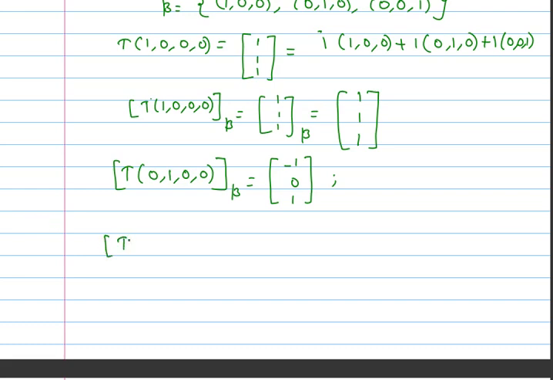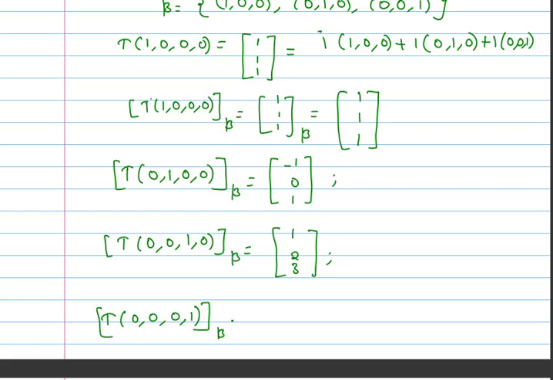The next is T of (0, 0, 1, 0). The coordinate vector is (1, 2, 3). T of (0, 0, 0, 1): the coordinate vector is (1, -1, -3). This is your coordinate vector.